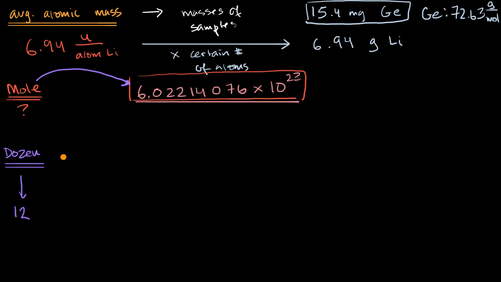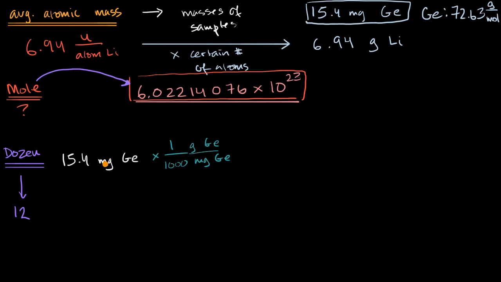All right, so we started off with 15.4 milligrams of germanium. The first step might be, hey, let's convert this to grams of germanium. And so we can do a little bit of dimensional analysis. We can just multiply this. For every 1 gram of germanium, that is equivalent to 1,000 milligrams of germanium. And so if you essentially multiply by 1,000th or divide by 1,000, we're going to get the grams of germanium.